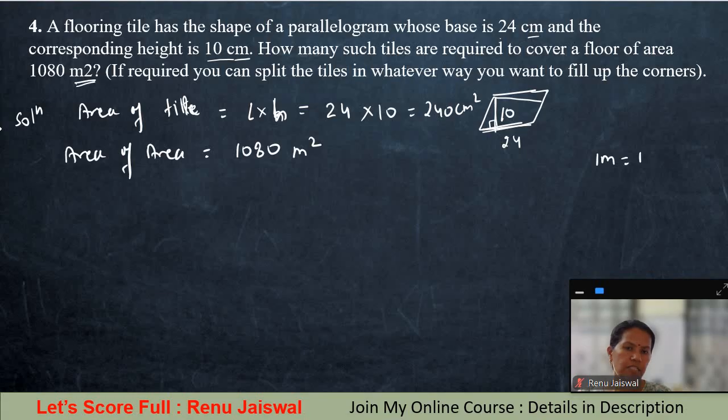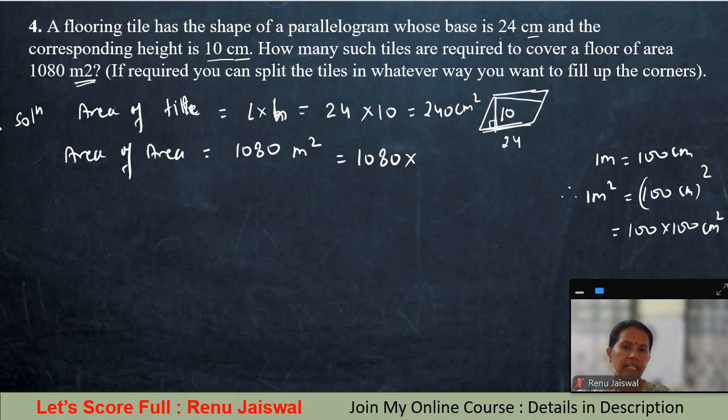I know 1 meter is 100 centimeter. Therefore 1 meter square means you are squaring both sides, so 100 centimeter squared, which means 100 into 100 centimeter square. Remember, when 1 meter is 100 centimeter, we cannot keep just 100 because there is meter twice. So I need it twice, that is 100 into 100, and that is why it is 10,000. So the area is 1080 and I need to multiply it by 10,000. Then it will get converted into centimeter square.